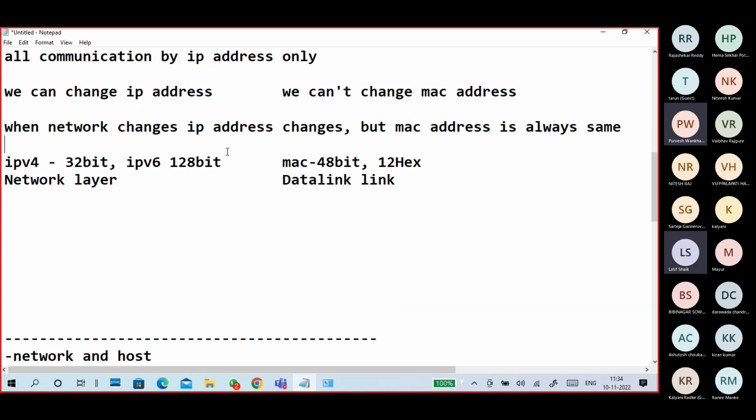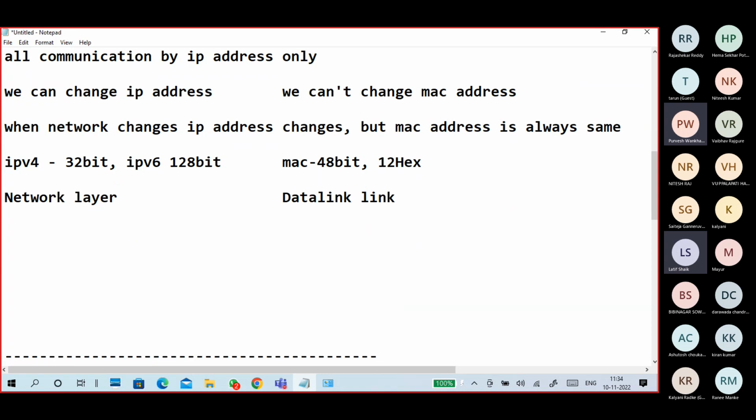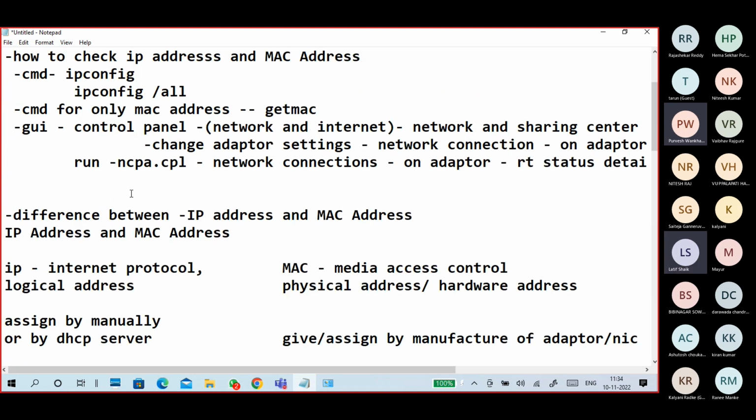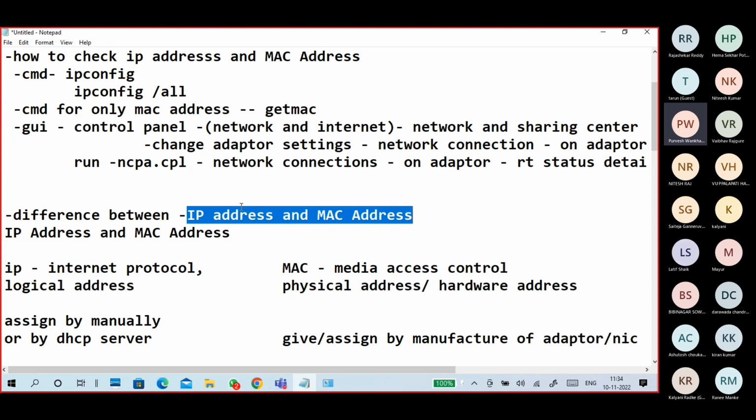IPv4 and IPv6, two types of IP addresses are there. IPv4 is 32-bit and IPv6 is 128-bit in size, but MAC address is 48-bit in size, represented in hexadecimal. IP address comes under the network layer, and MAC address is under the data link layer. See how many points we gather in a simple question. This is also a most common question, guys.